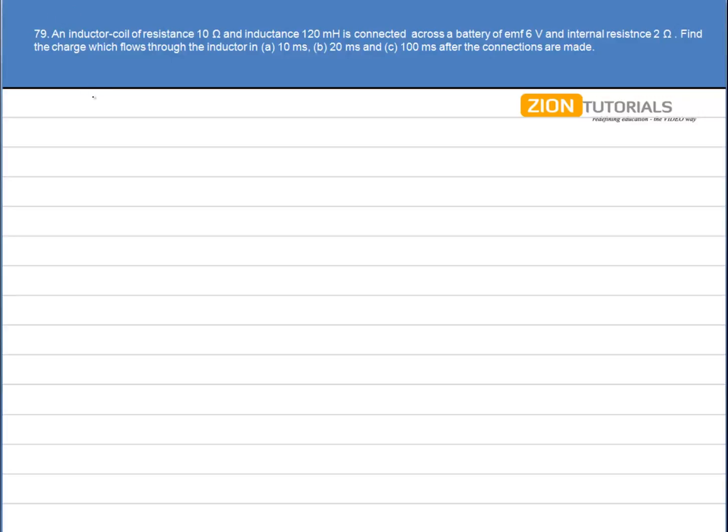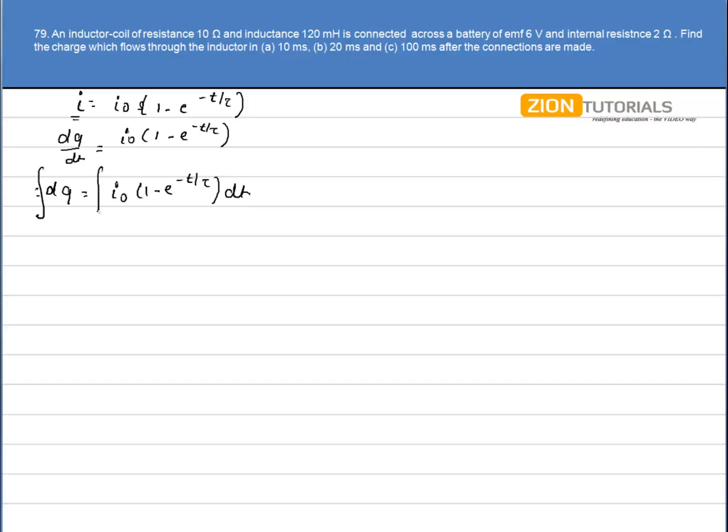Now we know that during charging, current I is given by I naught into 1 minus e to the power minus t by tau. Now this I can be written as dq by dt, that is I naught 1 minus e to the power minus t by tau. So dq is I naught 1 minus e to the power minus t by tau into dt. Now we have to calculate the charge that has flown, so I will integrate both sides so as to get the total charge that is flowing through the inductor.